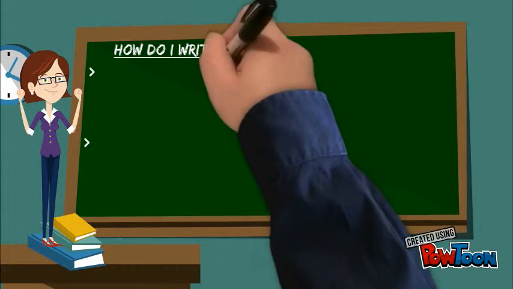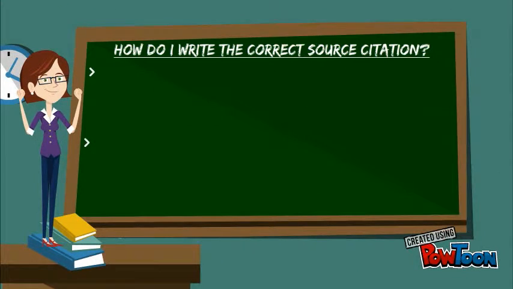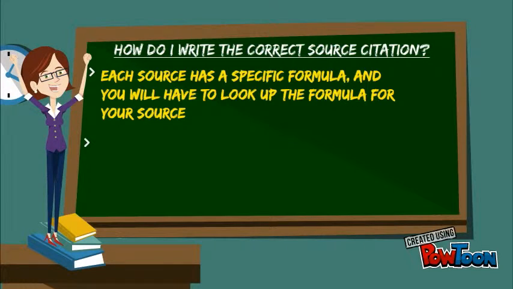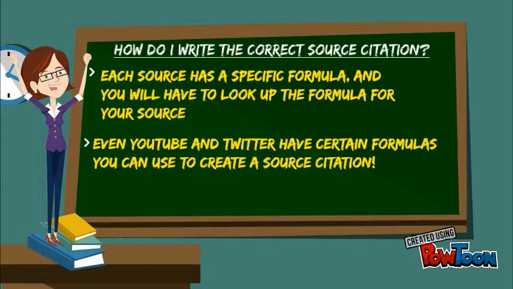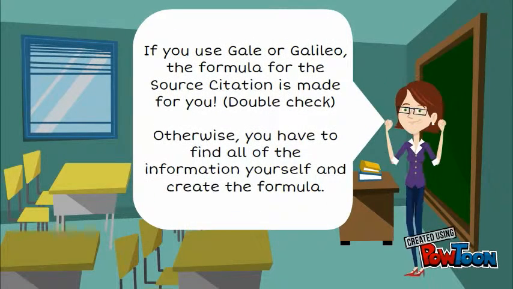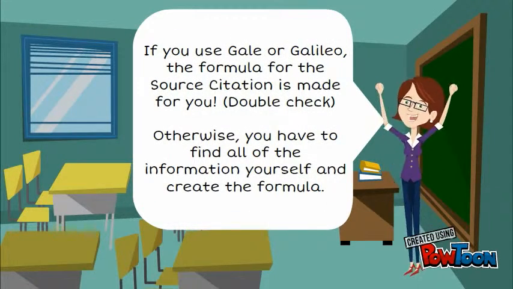But wait, how do I know how to set up the proper source citation? Good question. Each source has a specific formula, and you will have to look up the formula for your source. Even YouTube and Twitter have a certain formula you can use to create a source citation and plug in the information to have the correct formula. Another perk of using Gale or Galileo is that the source citation formula is already made for you.